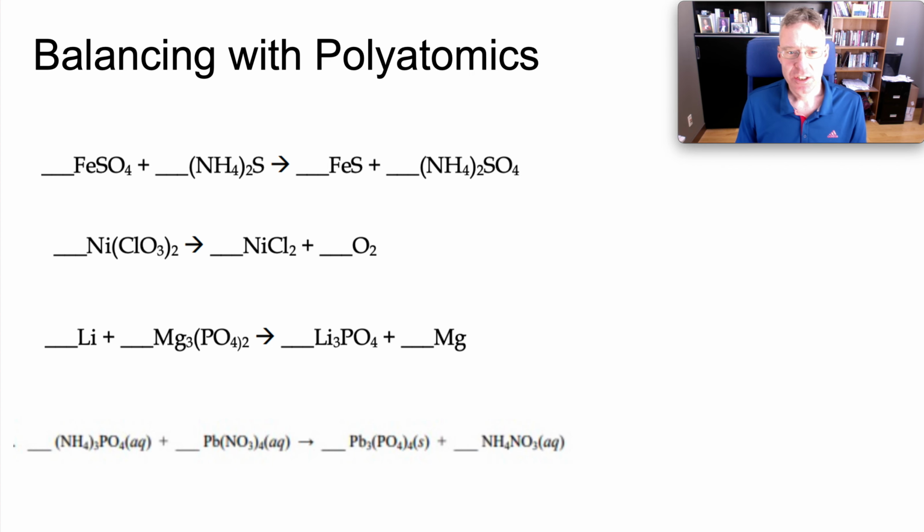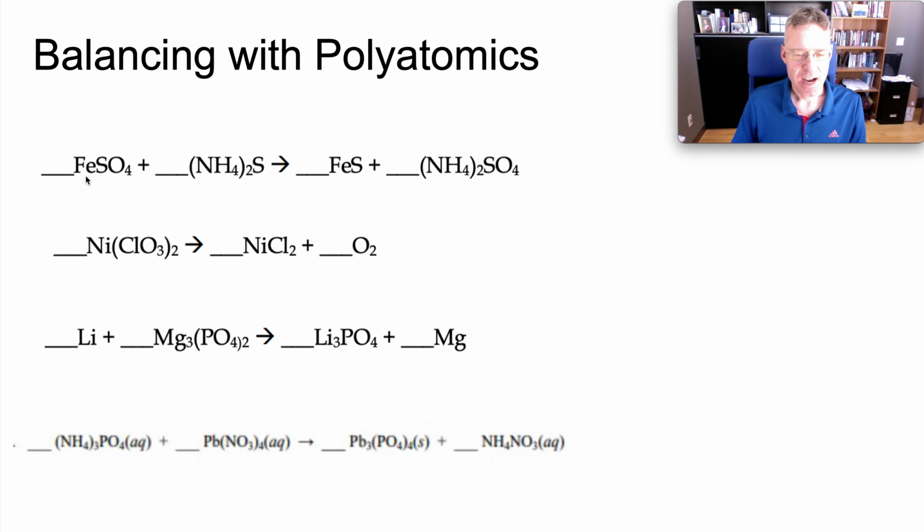Balancing chemical reactions that contain polyatomics can be more tricky than just balancing binary ionic compound-based examples. So I'm going to go through a strategy or a trick that can help you balance these much more quickly. Three of these can be balanced with the strategy, one of them can't, and we'll highlight that when we get there. So in the first example, we have iron 2 sulfate reacting with ammonium sulfide in a double replacement reaction.